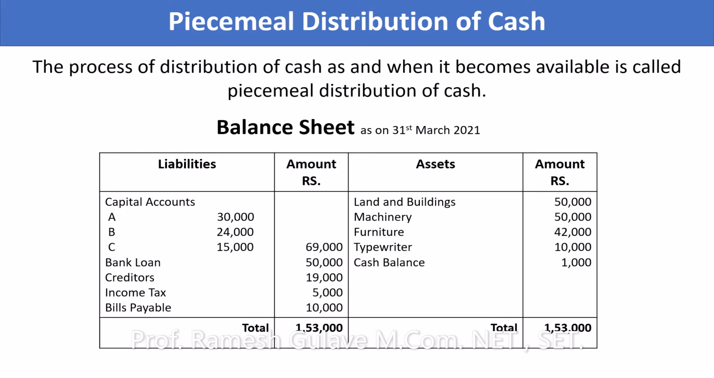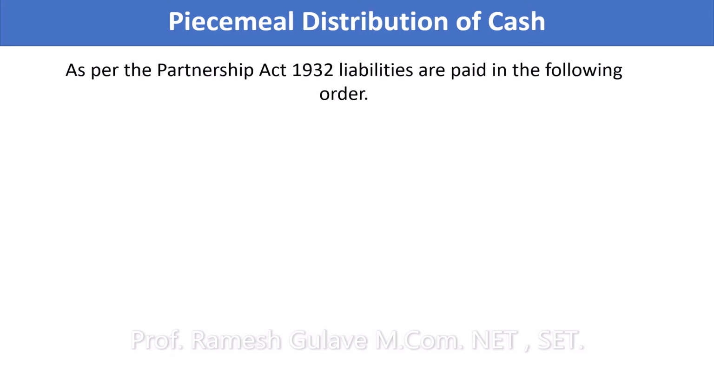To make payment to the various liabilities, on the liability side we can see that along with capital accounts of partners, a bank loan is there, then creditors, income tax and bills payable. So these four liabilities are there, and when we have cash, the question arises whom to pay this cash first. But this question has been solved in the Partnership Act 1932 itself. So to show the distribution of cash, we have to follow a particular order.